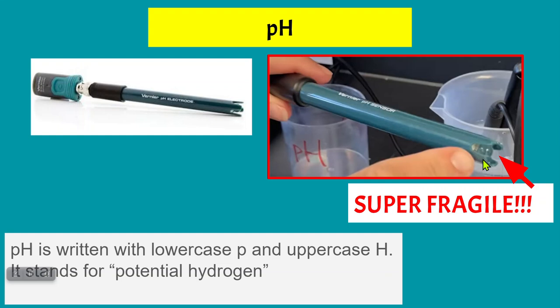So just assume all the probes are super fragile. But this one, if it breaks, we will not get another one. So just be super careful, please. That is glass, and it really does break. Gentle, gentle. So pH is actually written with a lowercase p and an uppercase H. You don't have to know this, but it stands for potential hydrogen. So that's going to tell us whether it's acidic or not.